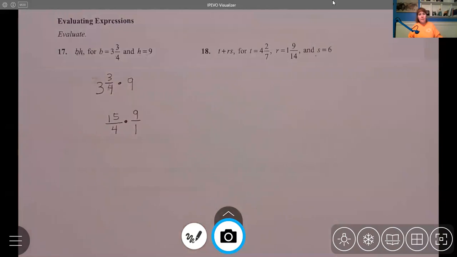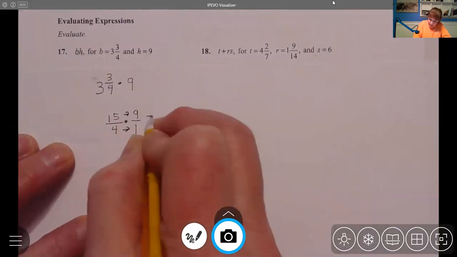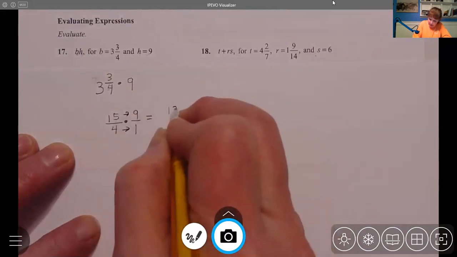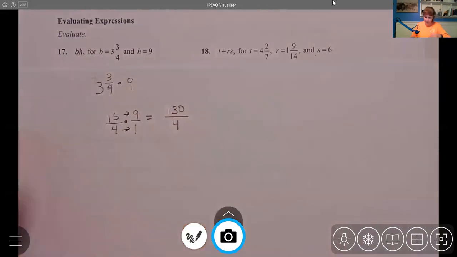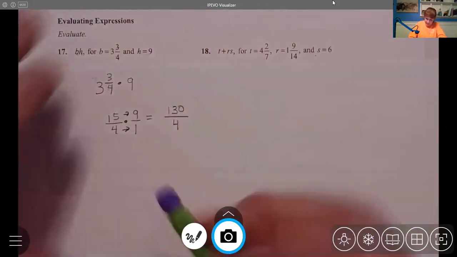Now this one you don't do the copy dot flip because it's a multiplication, it's not a division. So right now you can just start to reduce if possible. But unfortunately, there's nothing that goes into both a 4 and then would also go into 15 or the 9. So it looks like we're just going to have to multiply straight across. So we're going to take 15 times 9, which is 135. 4 times 1 is 4.